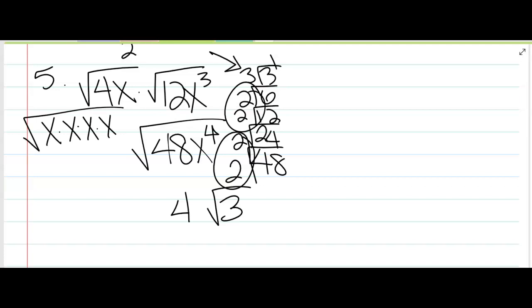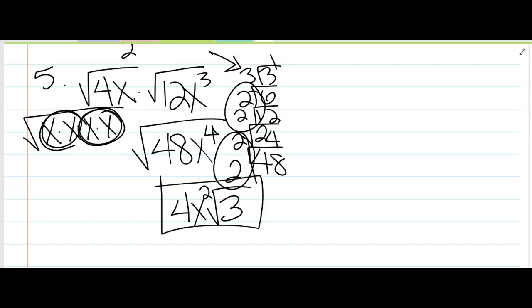And you do the same thing with the variables that you did with the numbers. You would pair up the variables. And if I have x to the 4th, I would be able to make 2 pairs. So on the outside of the radical, we're going to have 4x squared and then square root of 3.